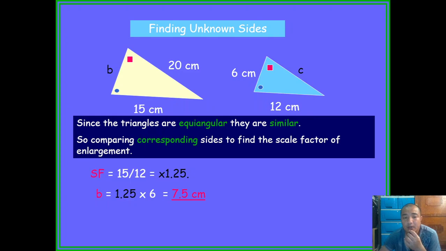So to solve for B, multiply 6, the corresponding side of B, by what? 1.25. So 6 times 1.25, 7.5 is the length of B. Ganon din sa C, 20 divided by 1.25, that's 16 cm. So nasolve na natin. C is 16 cm, B is equal to 7.5 cm.